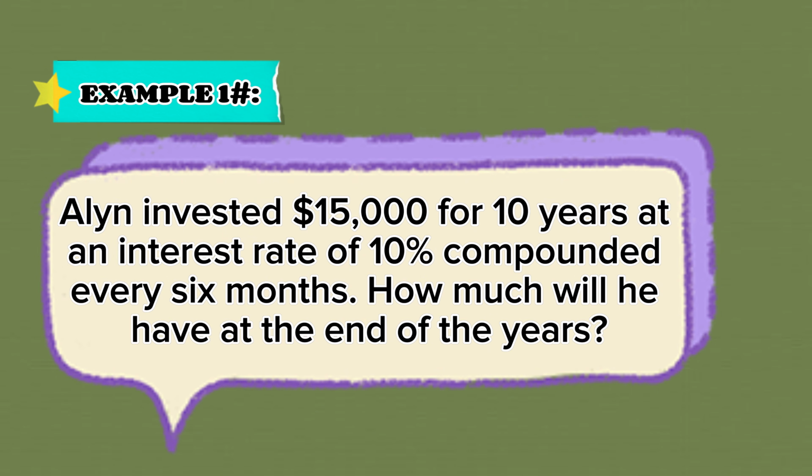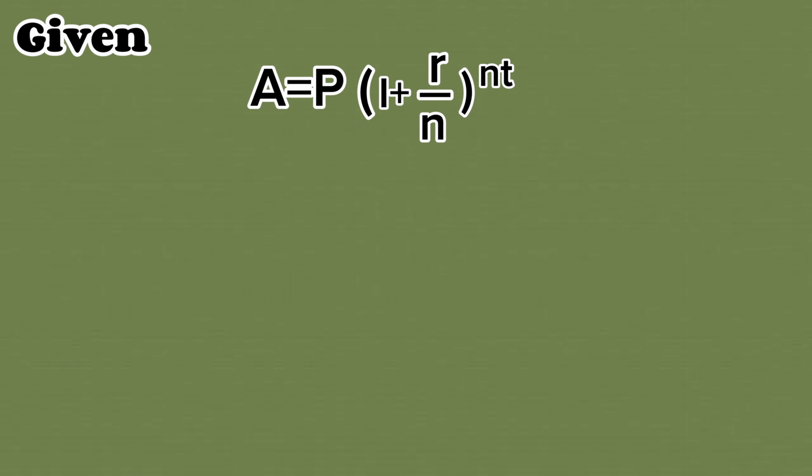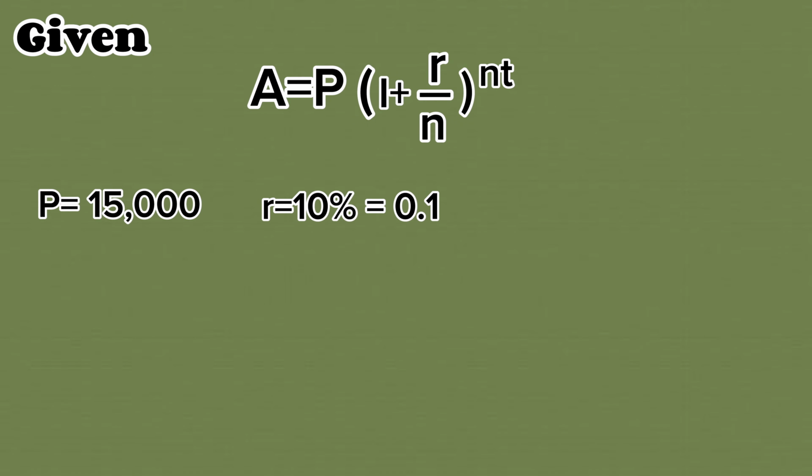So now I will provide one example of compound interest. The question is Alan invested $15,000 for 10 years at an interest rate of 10% compounded every 6 months. How much will he have at the end of the years? So now we solve it here. So the first thing we do is to find the given. And our P is equal to 15,000. And our R is equals 10%, which is 0.1. And our N is equals to the compound of our 6 months, which is 2. So our T is equal to 10.